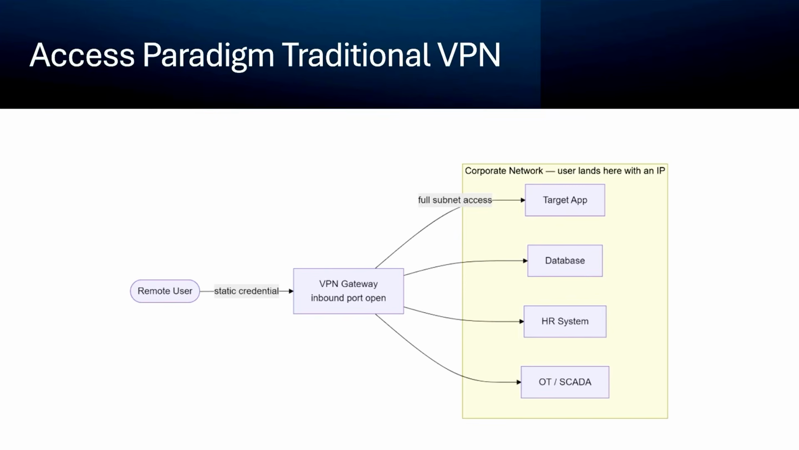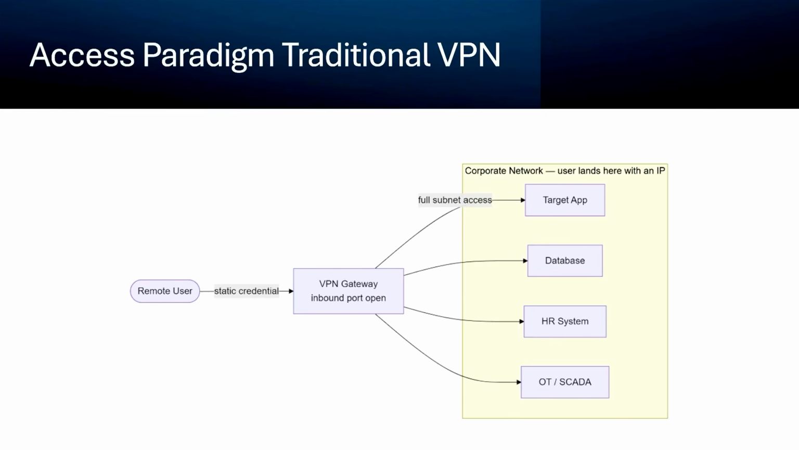This creates two problems that compound on each other. The first is blast radius. If an attacker compromises a VPN credential through phishing, credential stuffing, or a misconfigured endpoint, they're on the network. They can move laterally, they can scan. A single compromised account could be the beginning of a much larger incident.